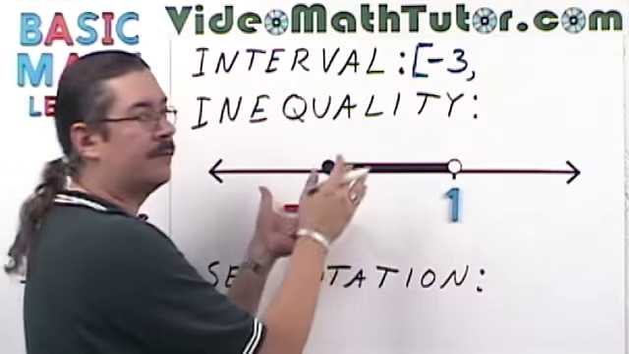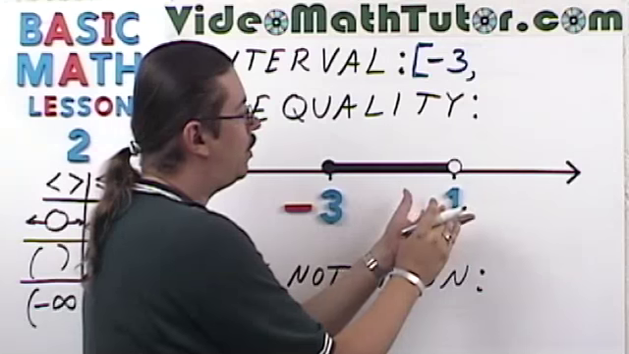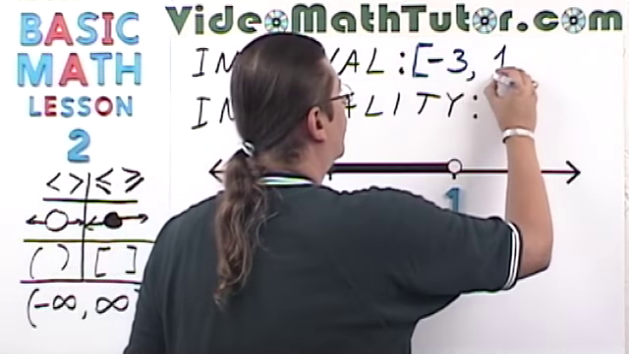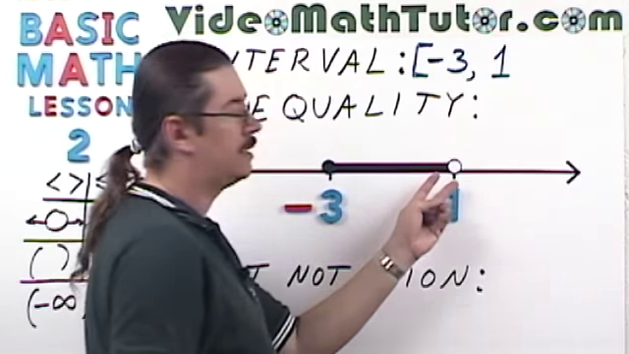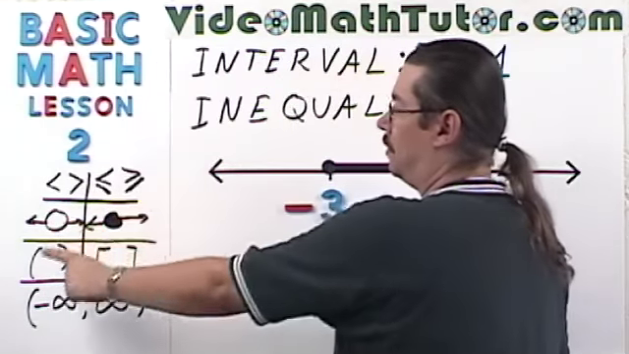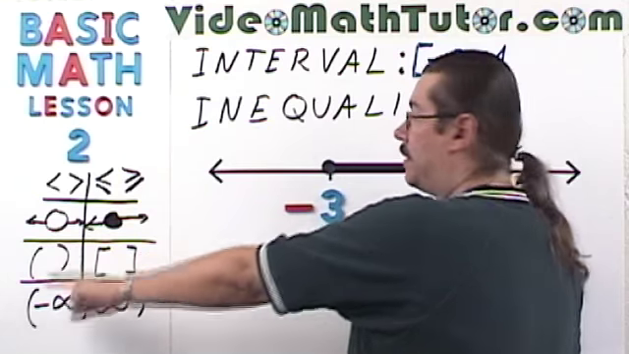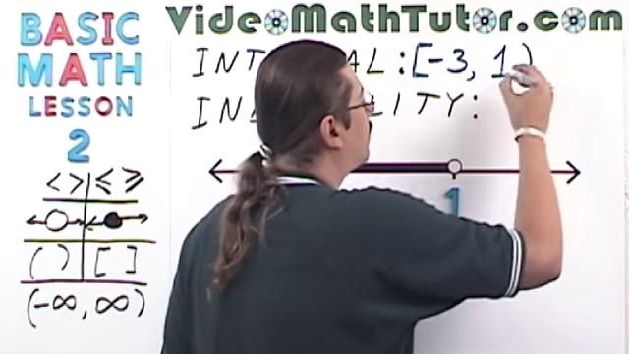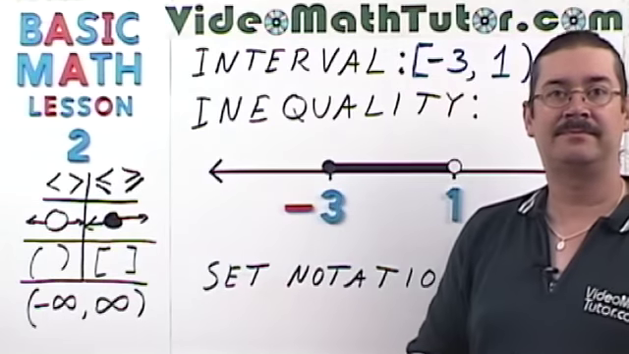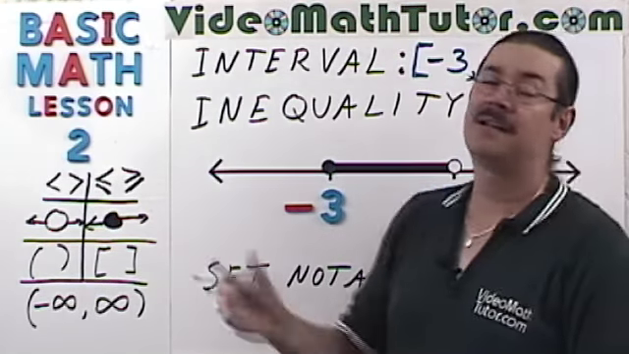So we start at -3, and we're going to stop at 1. Now, what happens at 1? Well, it's an open dot, open circle. So open circles are parentheses over here. And that's all you got to do. That's pretty easy.